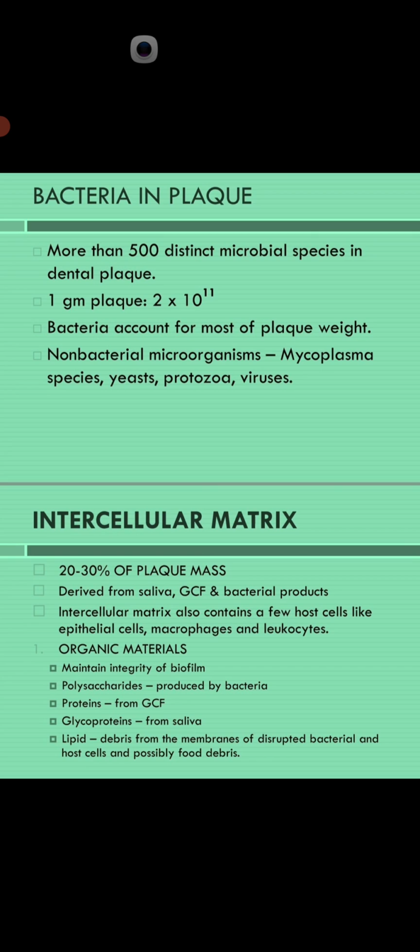First, organic material. Organic materials maintain the integrity of the biofilm, because this biofilm, which is a pellicle, is mainly made of proteins. In this organic material, polysaccharide is produced by bacteria. Protein comes from gingival crevicular fluid, glycoprotein comes from saliva, and lipids come from debris of the membranes of disrupted bacterial and host cells and possibly food debris. This is the intercellular matrix, and these glycoproteins, proteins and polysaccharides are responsible for pellicle formation.